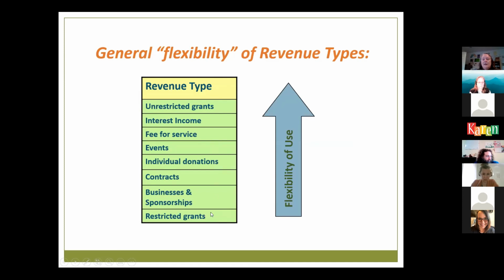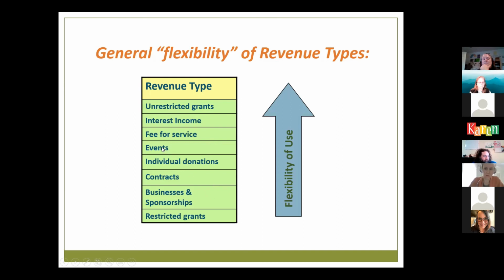So we have different levels of what I call flexibility of use, or what can we spend those things on? If we go after a grant for our gardening and nutrition classes, then that's the only thing that we can spend that on. If we go after an operating grant, we can spend that on whatever we want. So the unrestricted grants are very flexible. The restricted grants don't have any flexibility. And these other forms of revenue are in between.